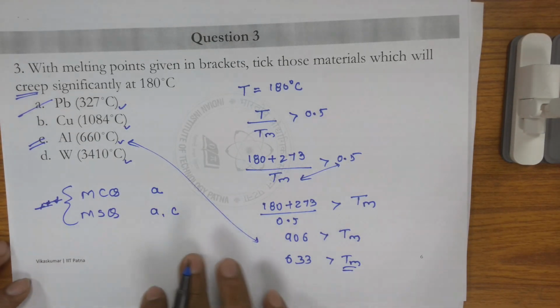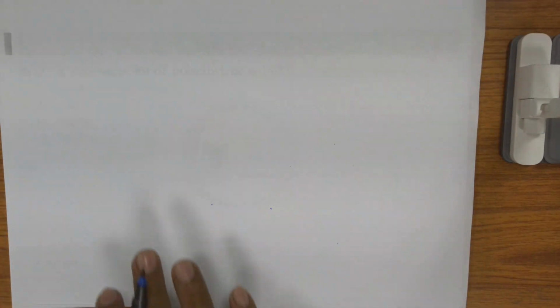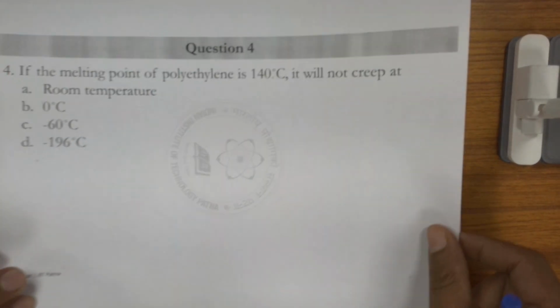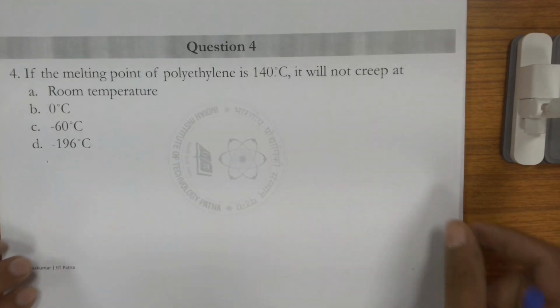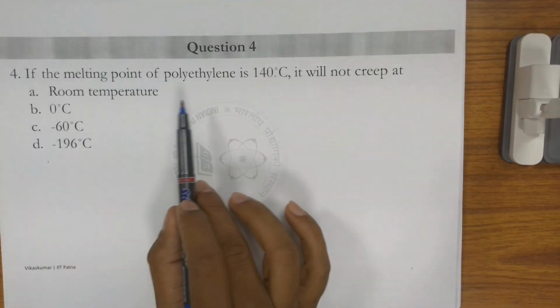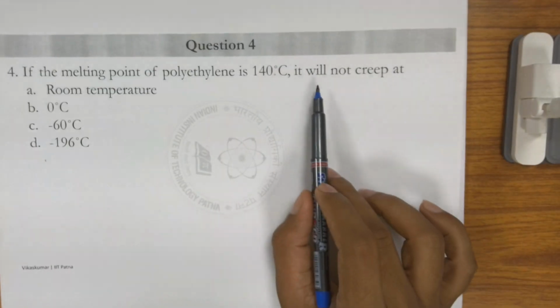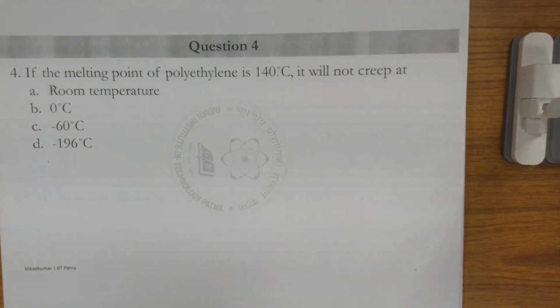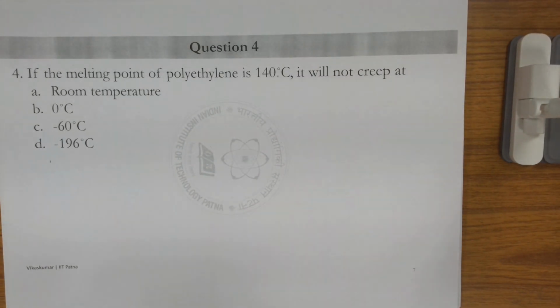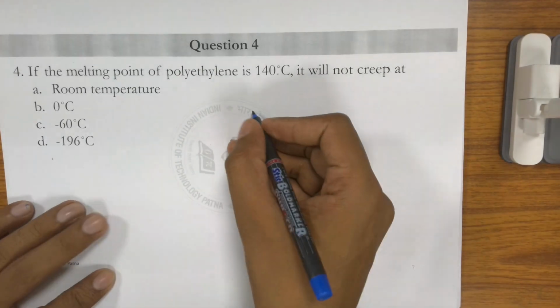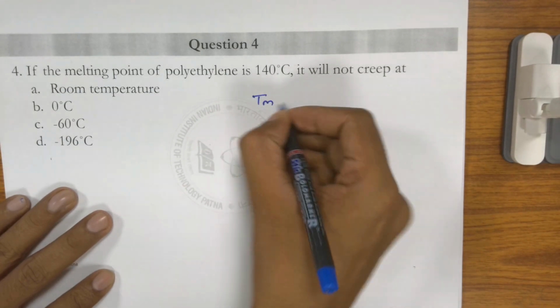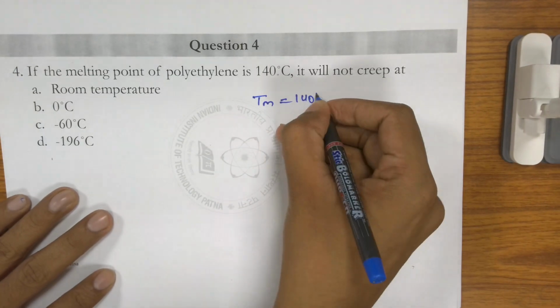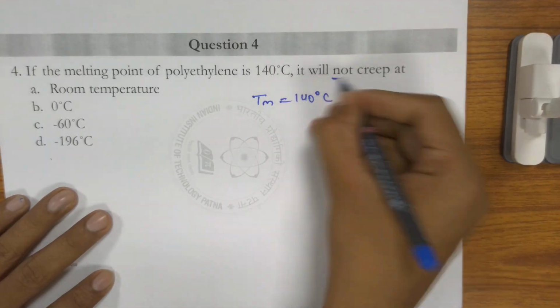Now let's move ahead to the next question, question number 4. If the melting point of polyethylene is 140 degrees Celsius, it will not creep. More or less the same type of question. Here the melting point is given to us, that is 140 degrees Celsius. It is not going to creep.